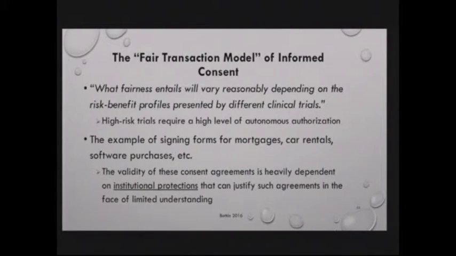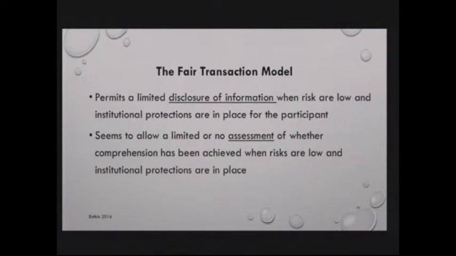None of us want to spend our days reading and trying to understand these complex forms, and so we rely on the background institutional structures that protect us in these sorts of circumstances. It's the institutional protections that become the core of the ethical foundation more than autonomous authorization, since we understand that can't be achieved in many circumstances. So I think this transaction model permits a limited disclosure of information when risks are low and institutional protections are in place. And I think it probably permits a limited or no assessment of whether comprehension has been achieved.